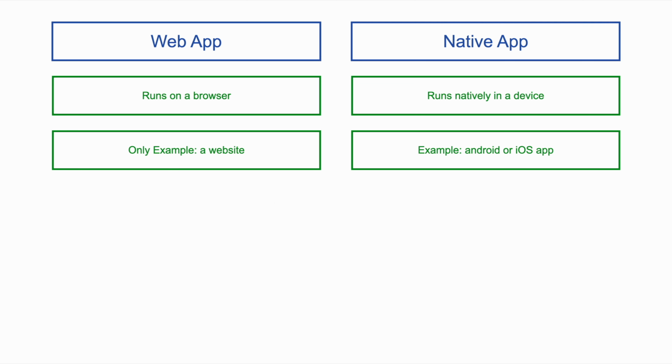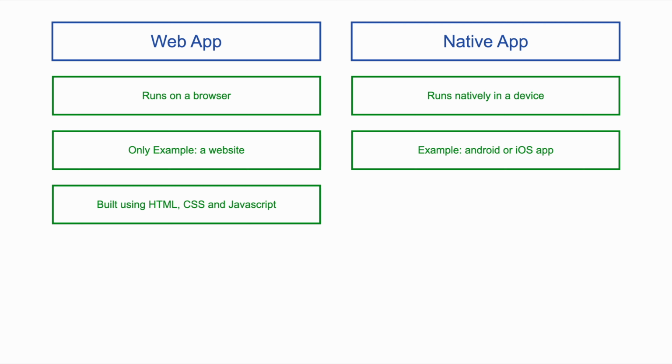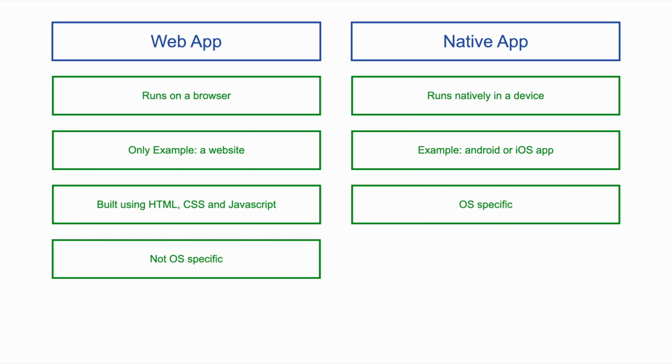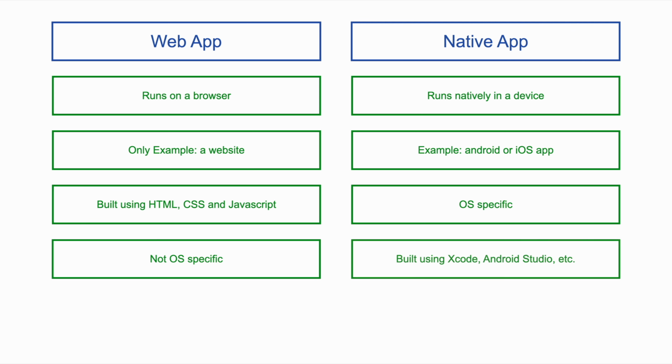A web app can be built using HTML, CSS, and JavaScript because a browser only understands these technologies, which are HTML, CSS, and JavaScript. On the other hand, native app development is operating system specific, and you use different tools to build different apps on different operating systems. If you want to build iOS or Mac apps, you use Xcode. For Android apps, you use Android Studio. For Windows apps, you use Windows App SDK, and so on. SDK stands for Software Development Kit, if you're wondering.